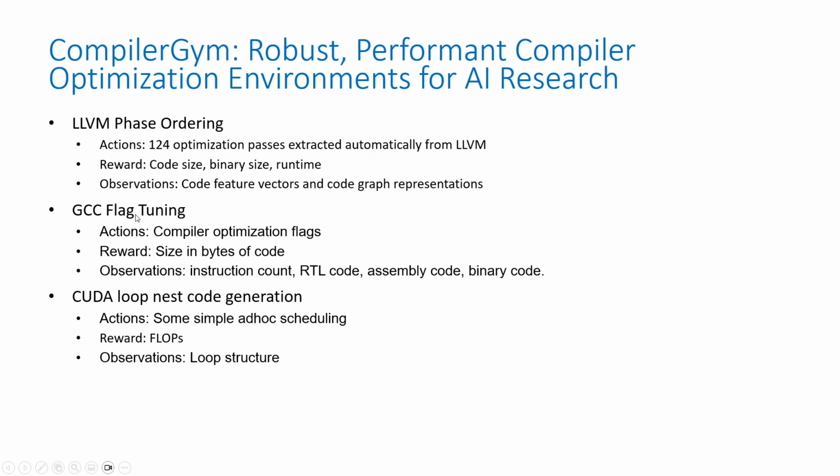So for the GCC, the problem tackled is flag tuning. So the action is going to be which flags are you going to use. The reward can be similar, could be size of code, runtime, and the observation this time is going to be more the binary side. Also, there's a problem of CUDA loop nest code generation, and the actions will be the scheduling, the rewards are the flops, and the observation is the loop structure. And you can imagine that other problems can be added. For example, a particular optimization has certain parameters that need to be fine-tuned. This could be easily added here as well.